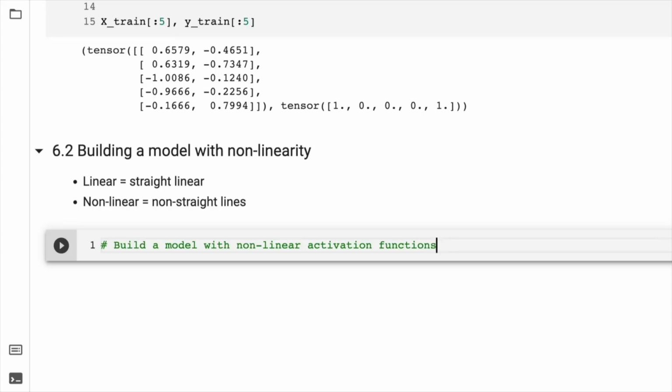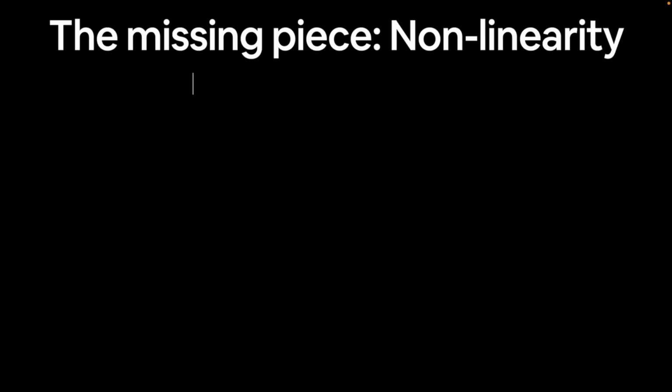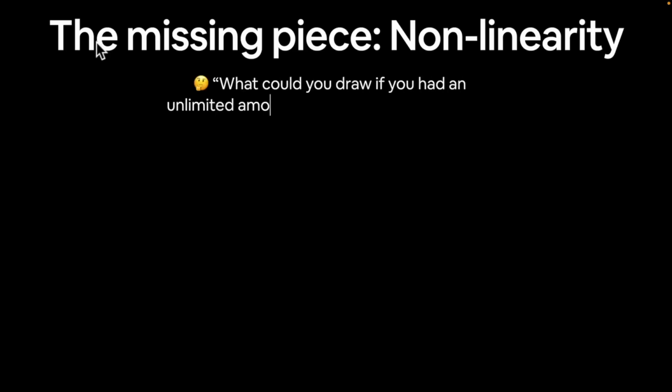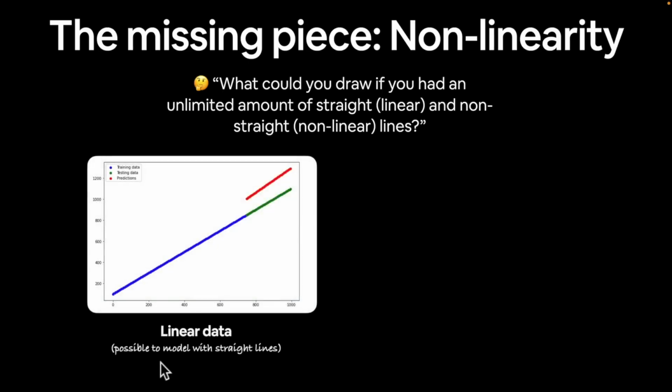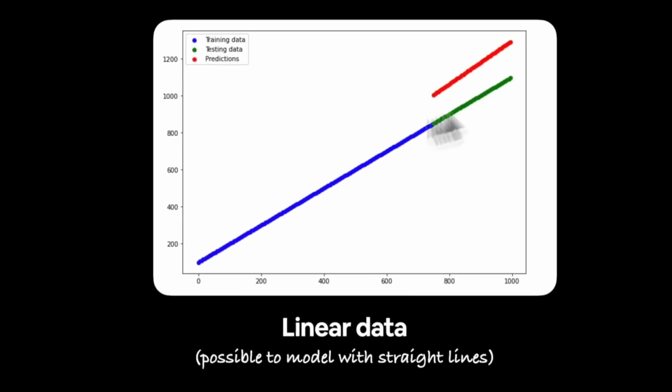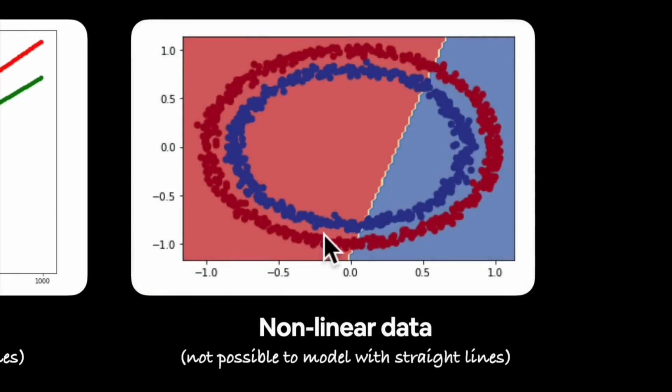And just one more thing, just to re-emphasize what we're doing here. Before we write this code, I just remembered, I've got a nice slide, which is the question we posed in the previous video, the missing piece, non-linearity. The question I want you to think about is, what could you draw if you had an unlimited amount of straight, in other words, linear, and non-straight, non-linear lines? So we've seen previously that we can build a linear model to fit some data that's in a straight line, linear data. But when we're working with non-linear data, we need the power of non-linear functions.